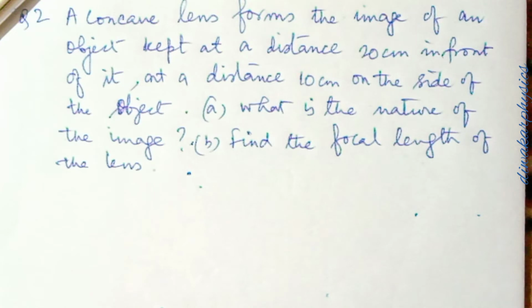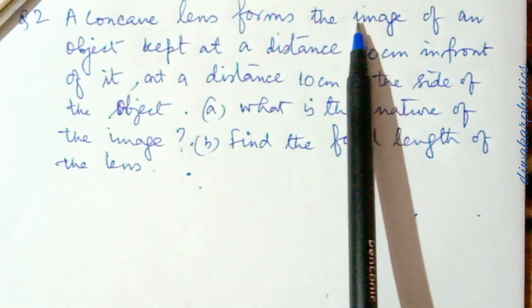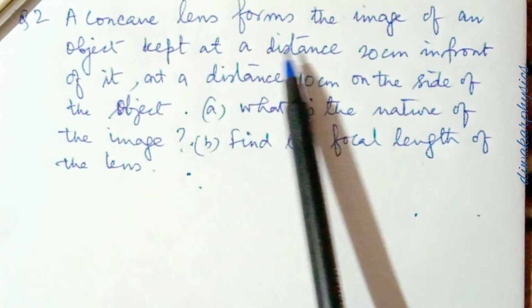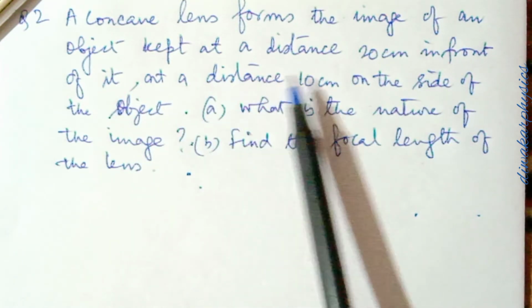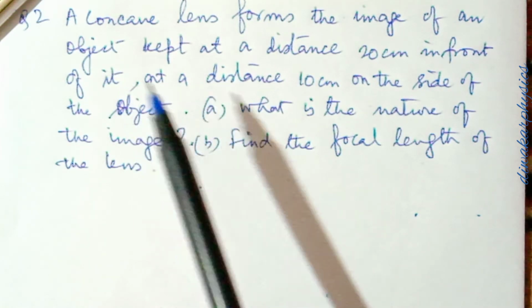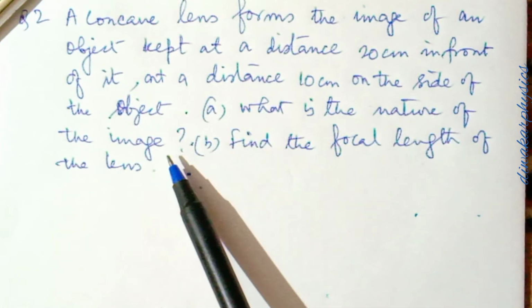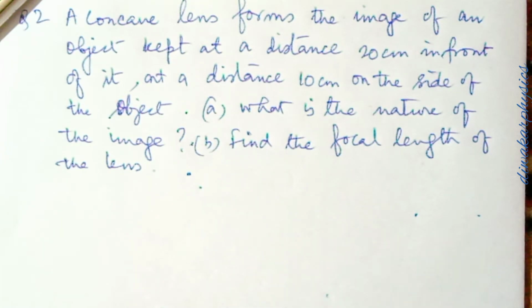So let us go to the second question of the exercise. It is about a concave lens. The question is like this: a concave lens forms the image of an object kept at a distance 20 centimeter in front of it, at a distance 10 centimeter on the side of the object. What is the nature of the image and the focal length of the lens? So this is the question.